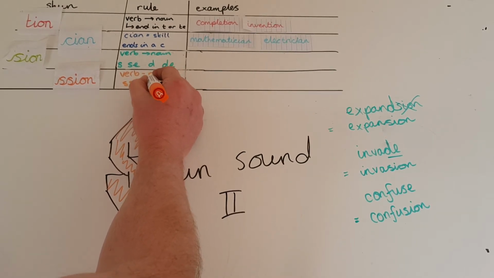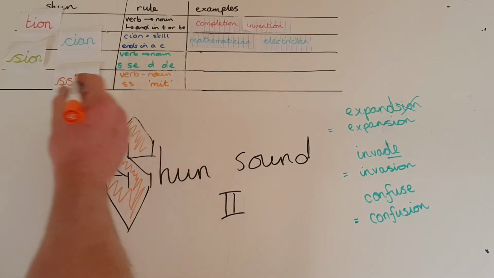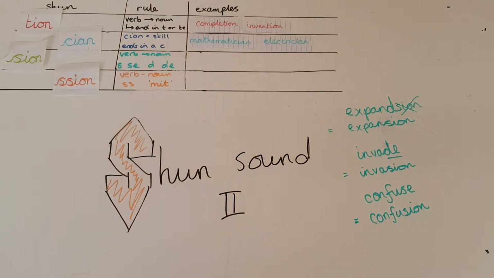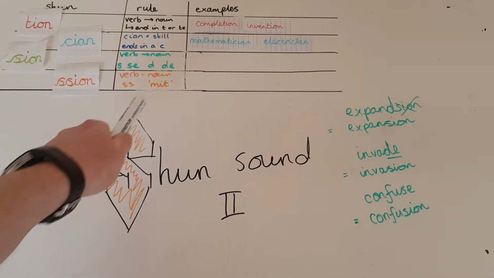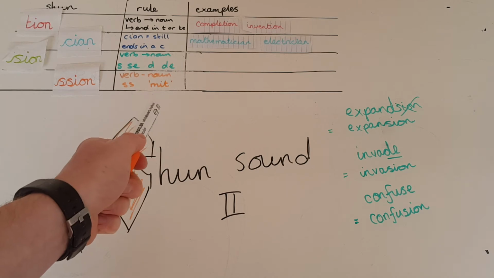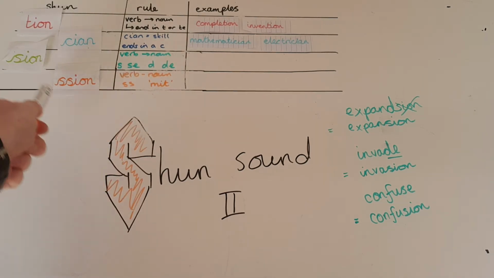If it ends in those three letters, mit, then it becomes double S-ION. Now that becomes quite a bit clearer when we look at some examples, but that's what I mean about it getting quite confusing.